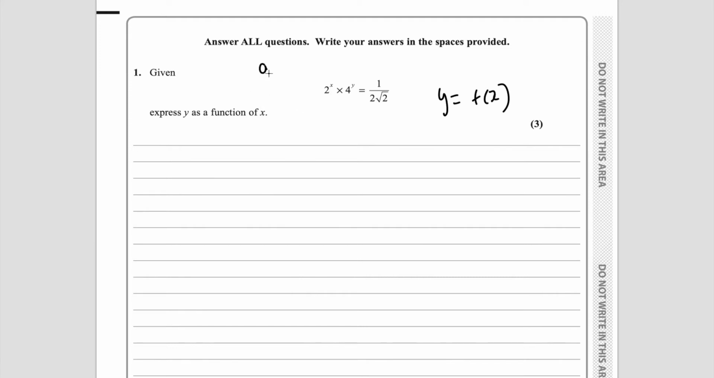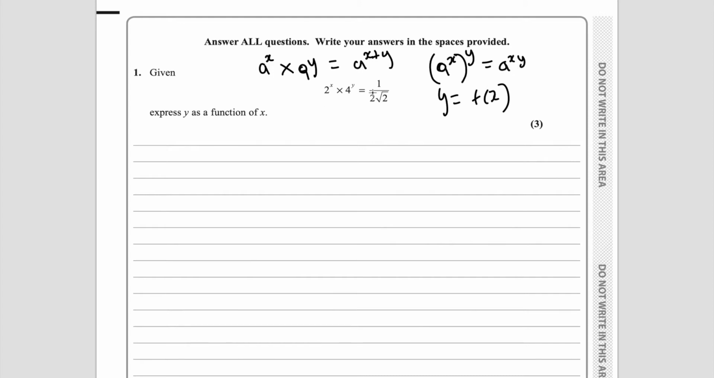So you have a particular index law where we have a to the x multiplied by a to the y equaling a to the x plus y. This is the addition law. Alternatively, we've also got a to the x, where this whole term is put to the power of y. We have this equaling a to the power of xy, where you simply times the indices together. And this is the multiplication law of indices.